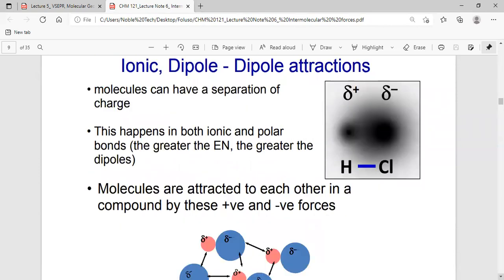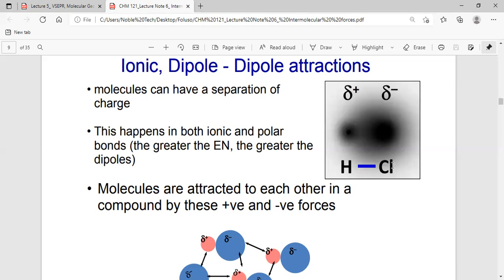Then you have what we call the ionic dipole-dipole interaction. In this case, it is existing in molecules that can separate into charges. Molecules like hydrogen chloride. When hydrogen chloride can be polarized, chlorine being a highly electronegative atom, hydrogen being a less electronegative atom.